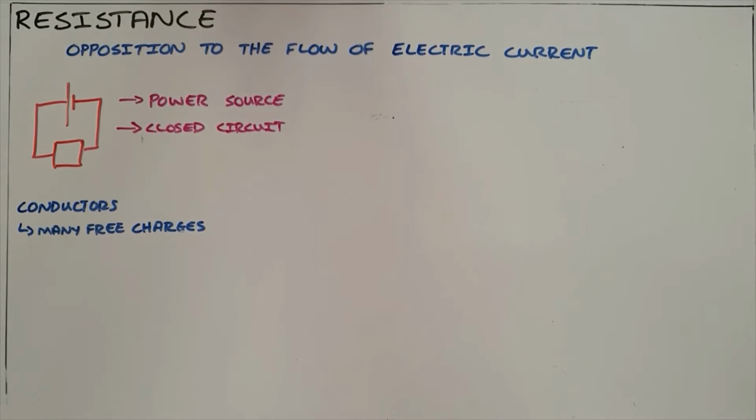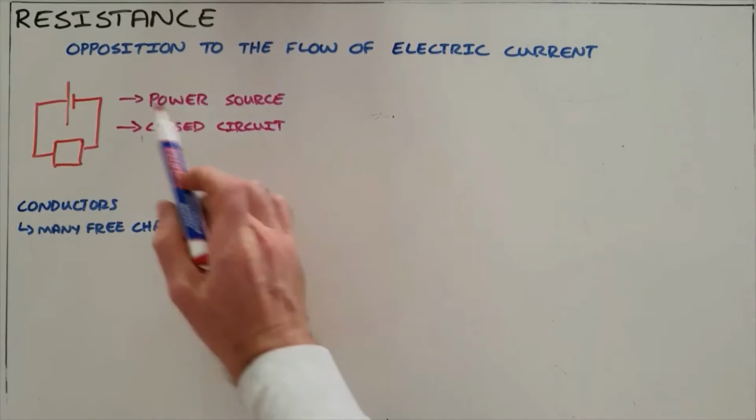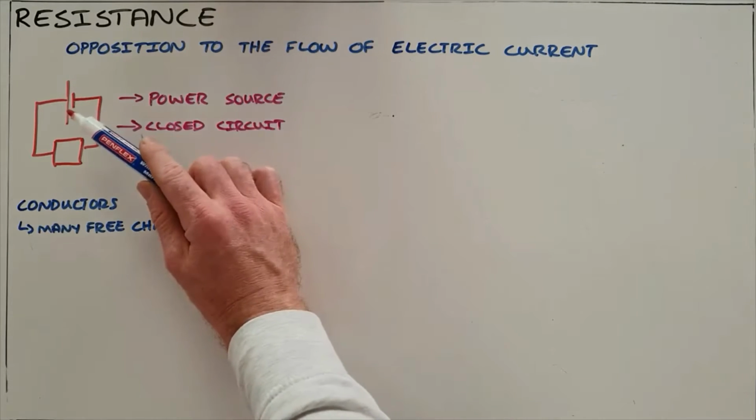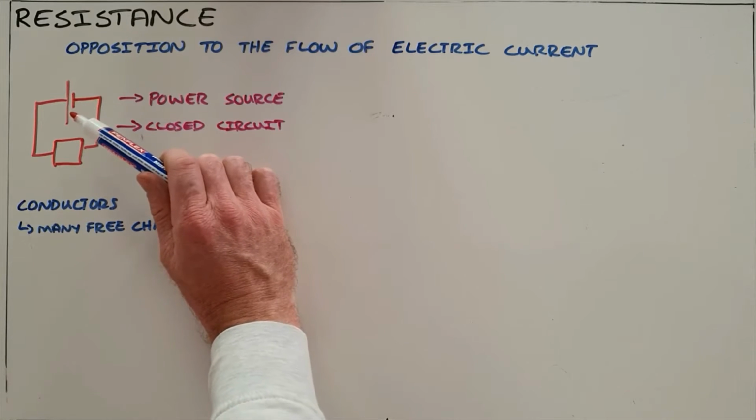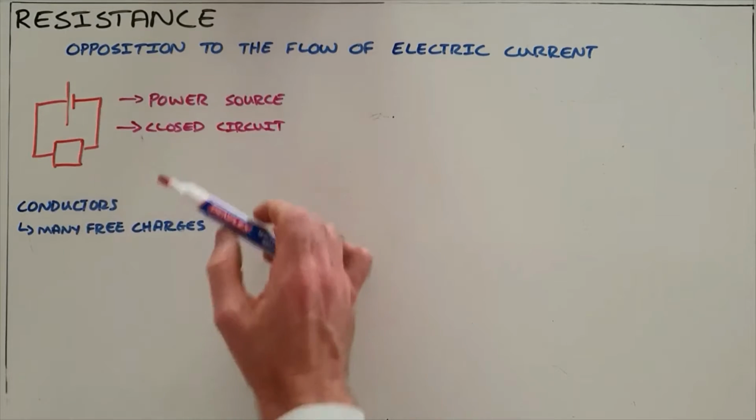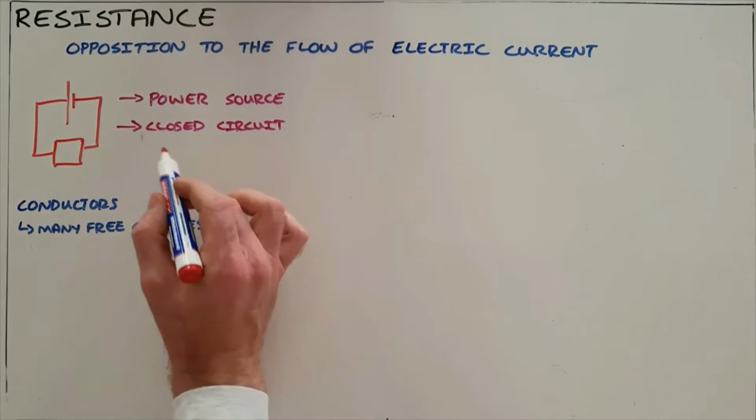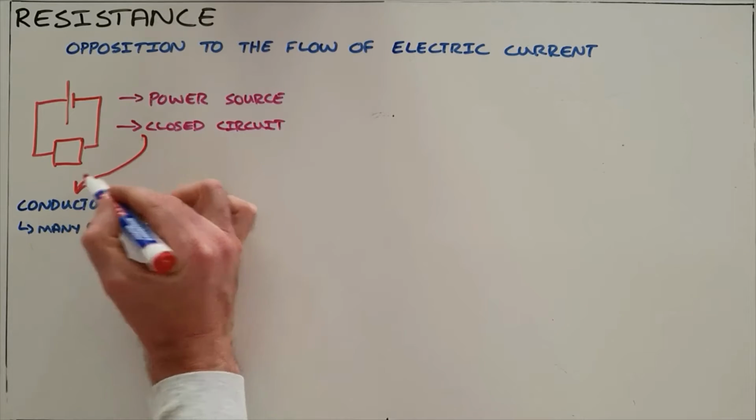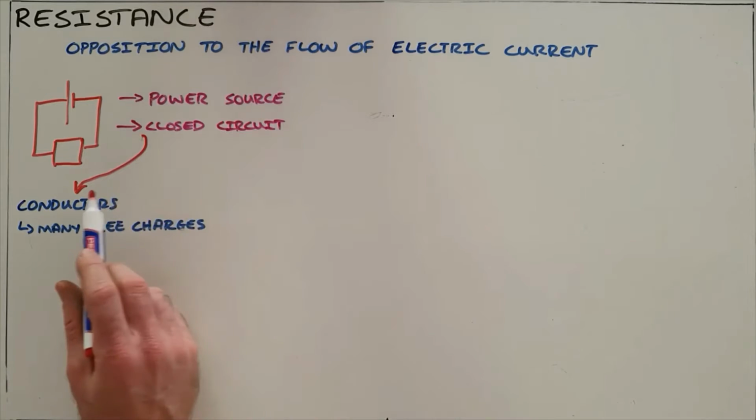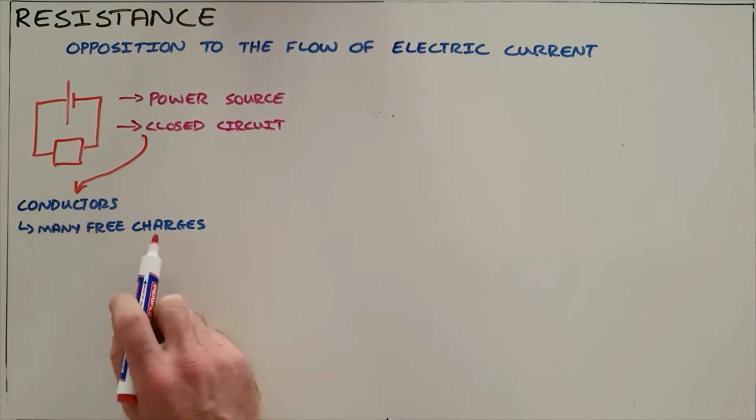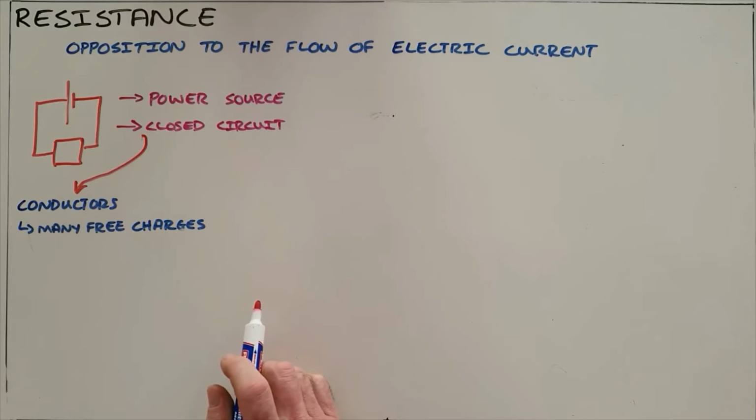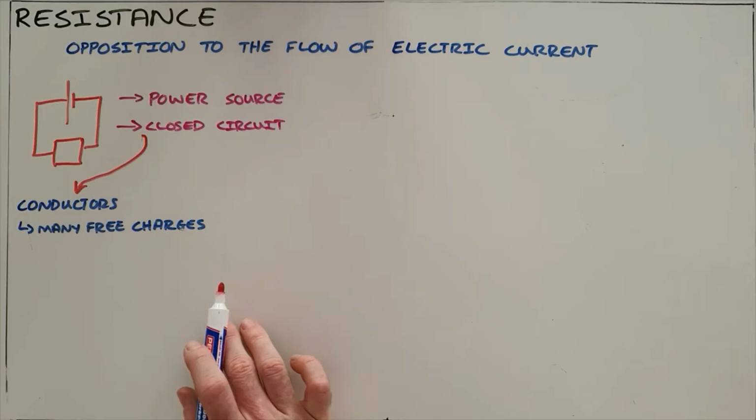Resistance is opposition to the flow of electric current. And we know that in order to create a flow of electric current, we need a power source, which in most of our circuits will be a battery, which is a source of direct current. And we also need a closed circuit to allow charge to flow all the way around. That closed circuit is usually created with conductors. We normally use copper wire as our conductor, but essentially they are conductors because they have many free charges. Often they are electrons that allow for electrical energy to be transferred through that material very easily.